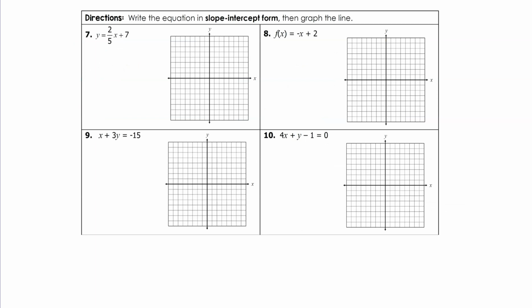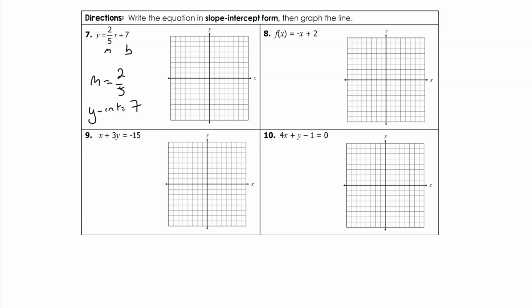So write the equation in slope-intercept form, then graph the line. So what we're going to do is, if we've noticed this, right, this is already in slope-intercept form. y equals mx plus b. So in order to graph this line, what we have to do is identify what m the slope is, which is 2/5, and the y-intercept, which is positive 7.